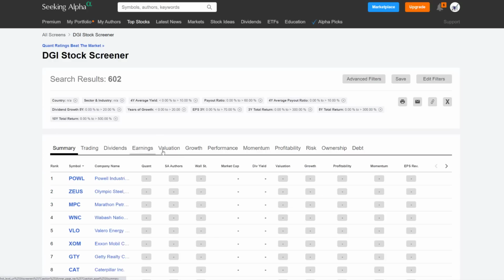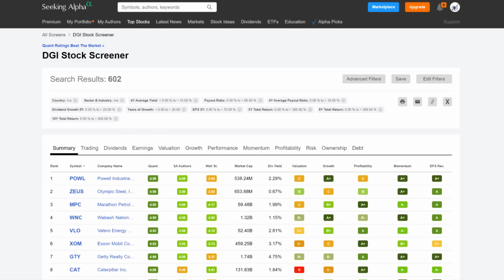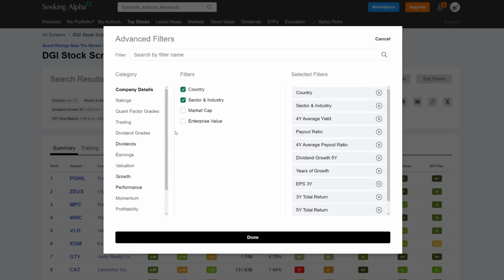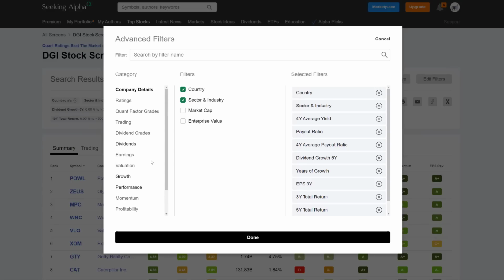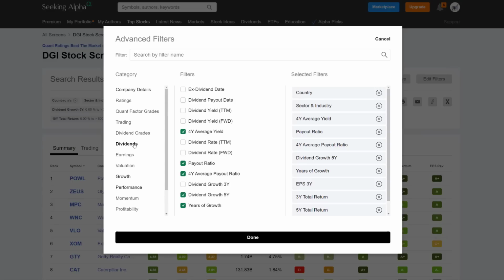Let's go over to the summary section. So once again, we are in the dividend stock screener. So this is the individual stocks. A couple of things here. So in the advanced filter here, you can filter and screen for specific criteria. Okay, now I didn't select everything. I only selected a handful of things here.